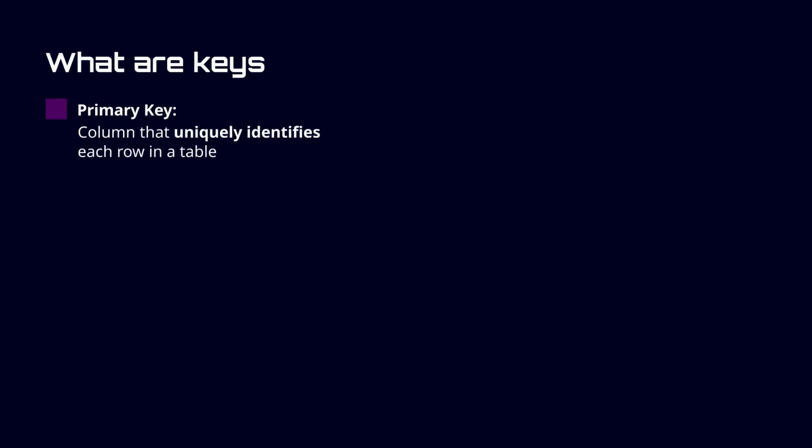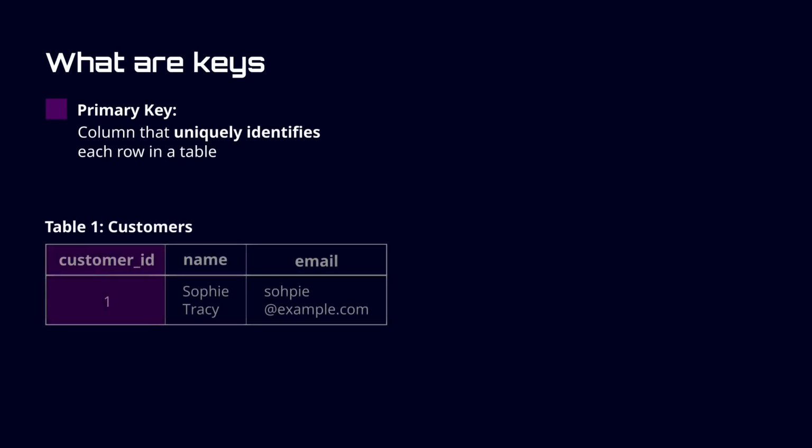In relational databases, keys are special columns that help define relationships between tables. A primary key is a column that uniquely identifies each row in a table. For example, in the customers table, the column customer ID is the primary key. Every customer has a unique ID, no two customers share the same one. This makes it easy to find and reference specific records.